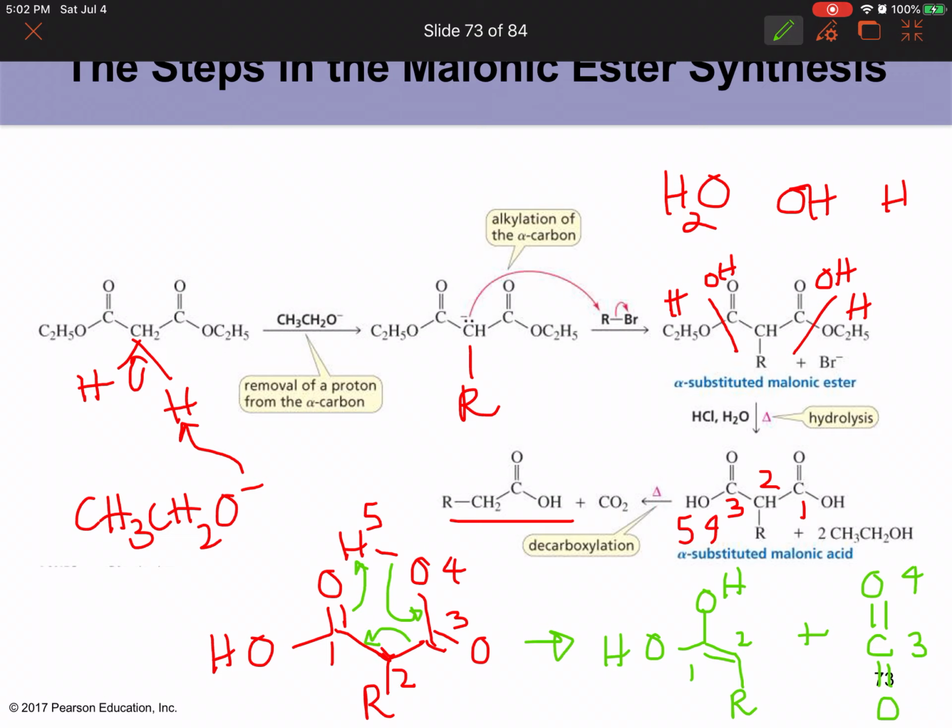So if I draw it over here, OH, this can happen in the acidic medium or the basic medium. Basically, one of these oxygens can form a double bond, and this can go and grab a hydrogen, maybe from ethanol or water, can grab a hydrogen, H plus, if this is happening in the acidic medium.